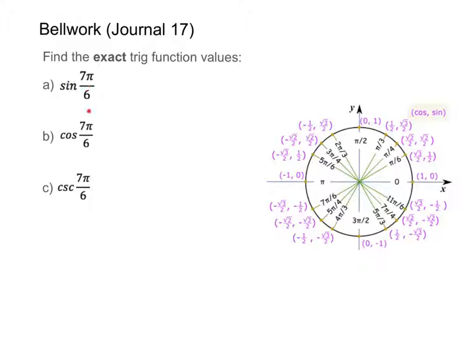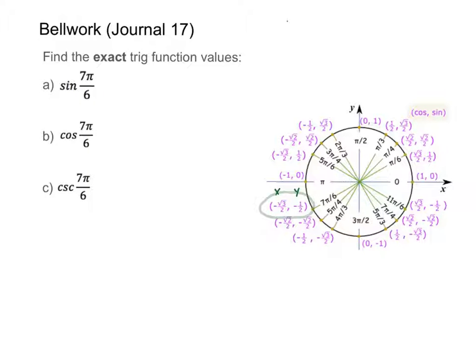So 7 pi over 6, where is 7 pi over 6? Right there. So here's the coordinate I get to use. Let me go highlight that so we can see it together. We are using 7 pi over 6, and it looks like our x value is negative square root of 3 over 2, and our y value is negative 1/2.